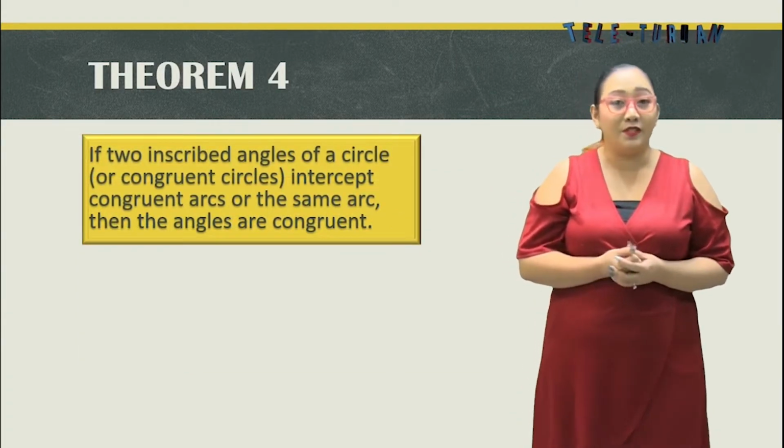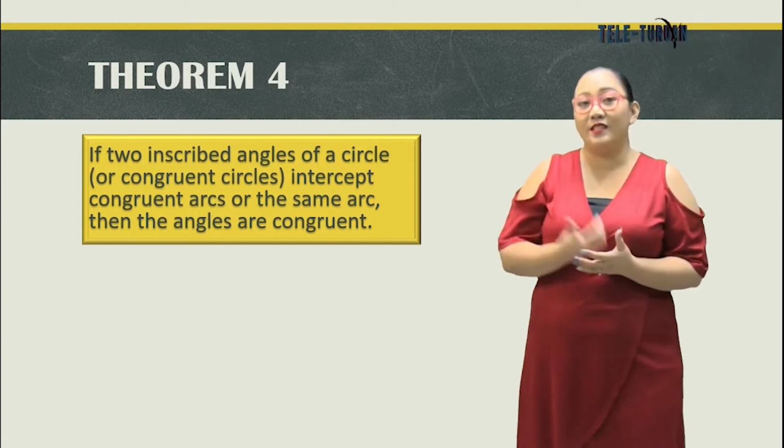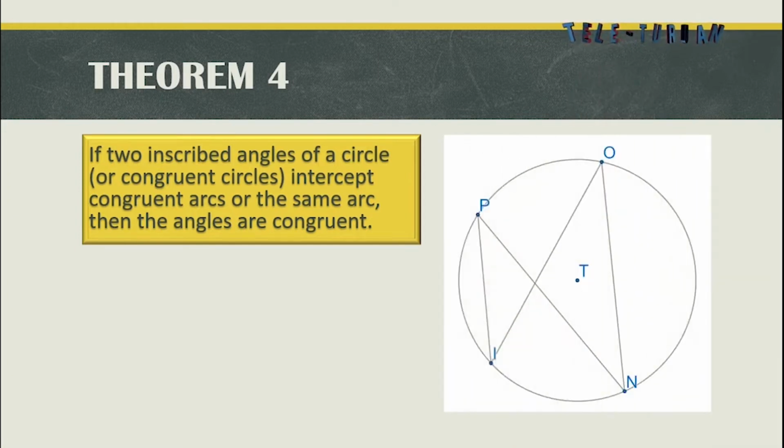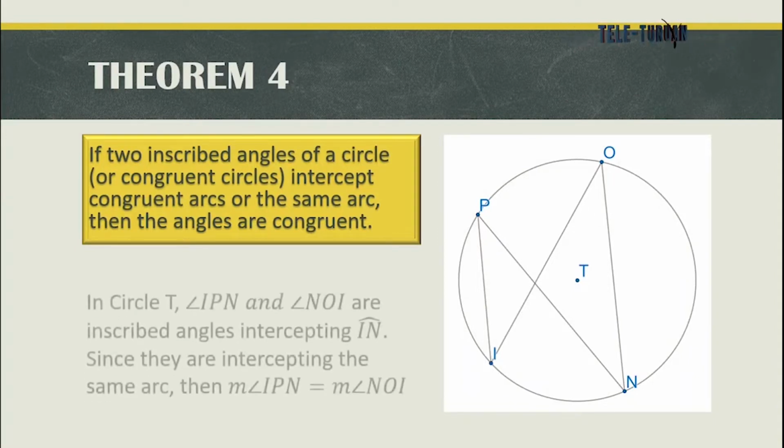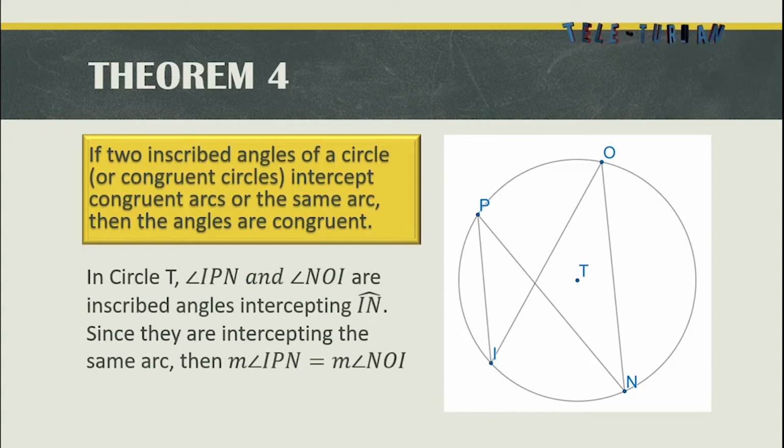I have here two examples that I would like to show you that discuss this theorem. First I have circle T, and I have 4 points given: point P, O, I, and N. Notice that I have two inscribed angles, angle IPN and angle NOI. Now, what do you notice about these two inscribed angles? They intercept the same arc, right? So they have arc IN.